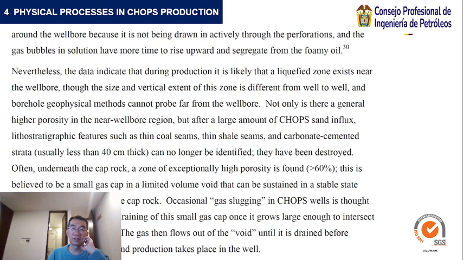In CHOPS wells, gas production is thought to arise because of episodic draining of this small gas cap. Once it grows large enough to intersect the uppermost perforations, the gas then flows out of the void until it is drained, before reversion of foamy oil and sand production takes place in the well.